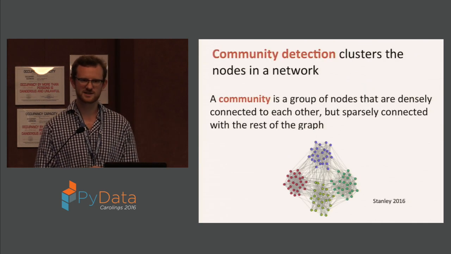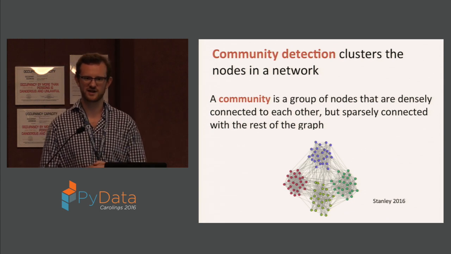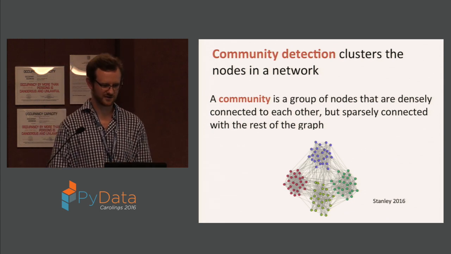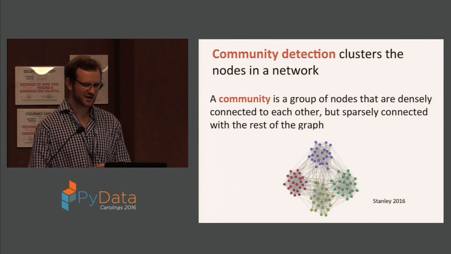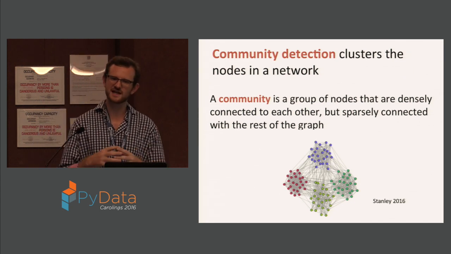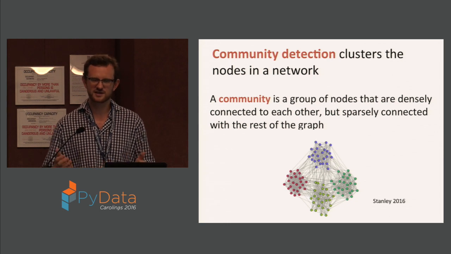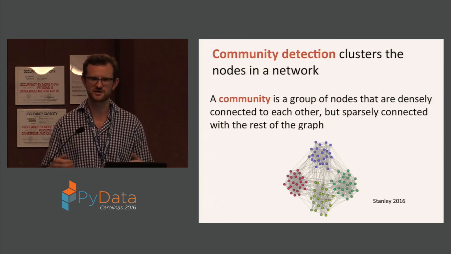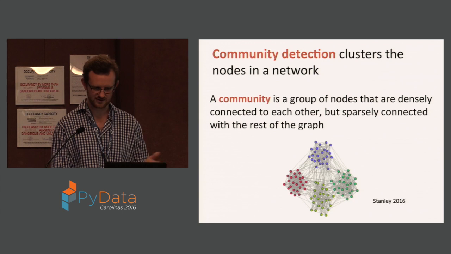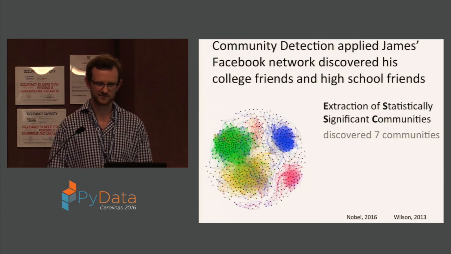So community detection is about identifying clusters of nodes in a network. It's clustering in a network. So roughly, a community is a group of nodes that are very densely connected to each other and sparsely connected to the rest of the graph. That's a heuristic statement, and there's 400 different ways to make that precise, but roughly that's what it is.